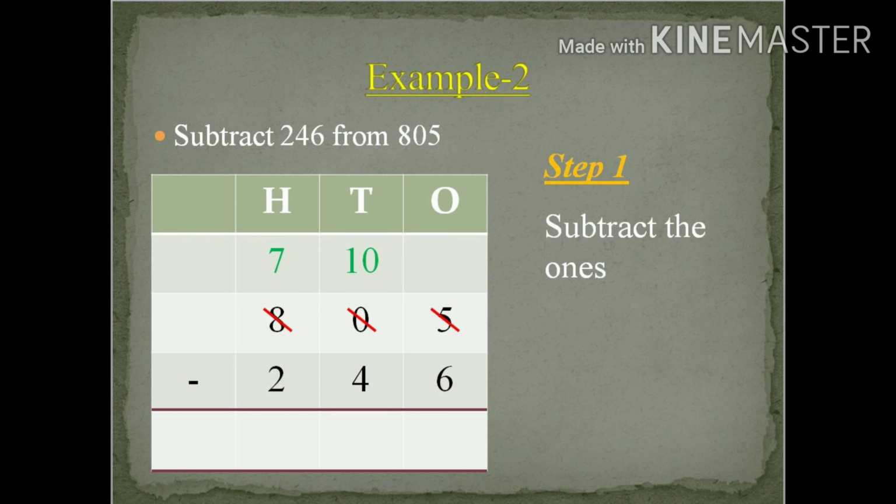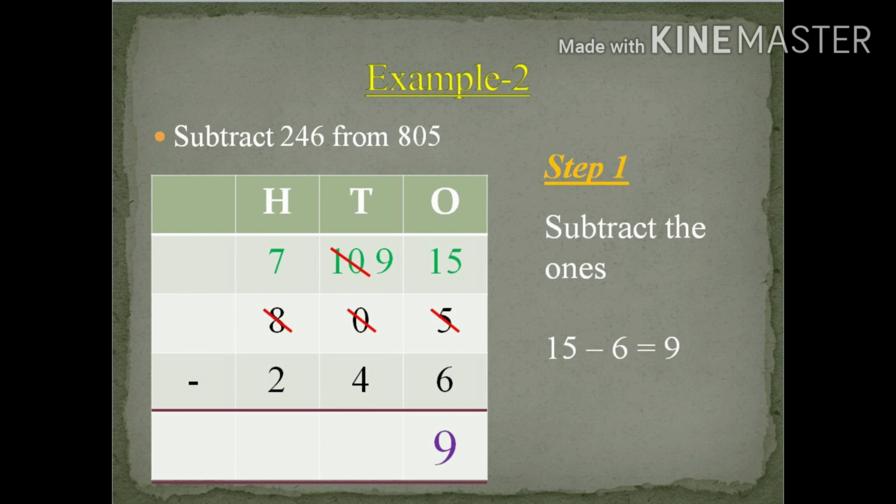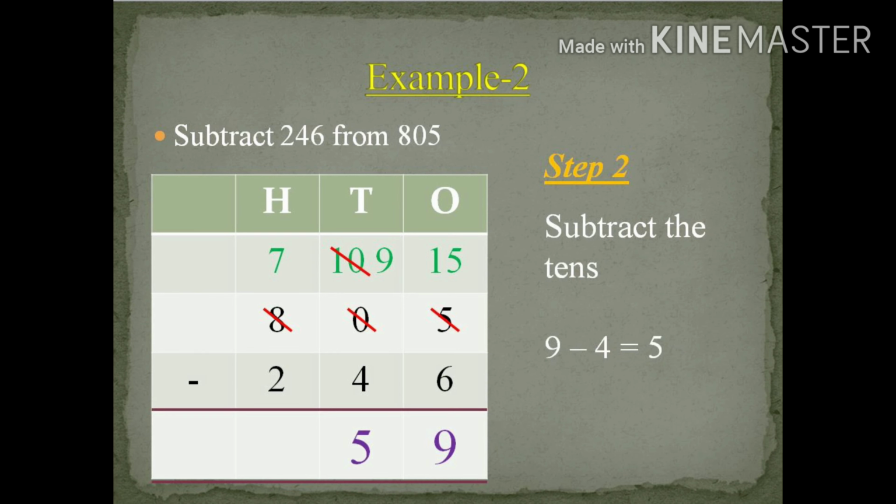Now, from 10, we take 1 and give it to the ones place. So, the tens place will become 9 and the ones place will have 15. So, 15 minus 6, we get 9. Write it below the ones column. Next, we subtract the tens. From 9, we take away 4. We get 5. Write it below the tens column.